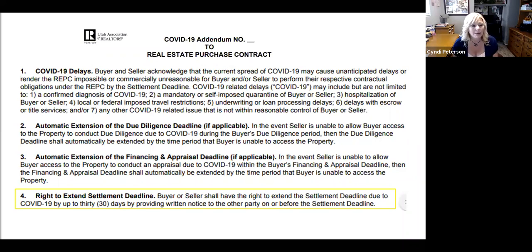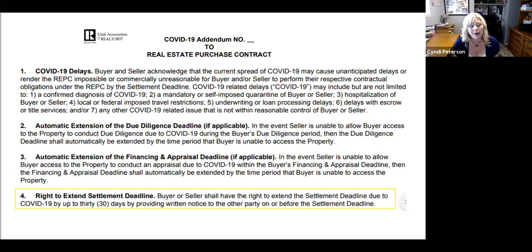But basically, I'm going to read this to you so that you understand what it is. The buyer and seller acknowledge that the current spread of COVID-19 may cause unanticipated delays or render the REPC impossible or commercially unreasonable for buyer or seller to perform their respective contractual obligations. Some of those things can include but aren't limited to these few. Number 1 is a confirmed diagnosis of COVID. Number 2 is a mandatory or self-imposed quarantine of the buyer or the seller.